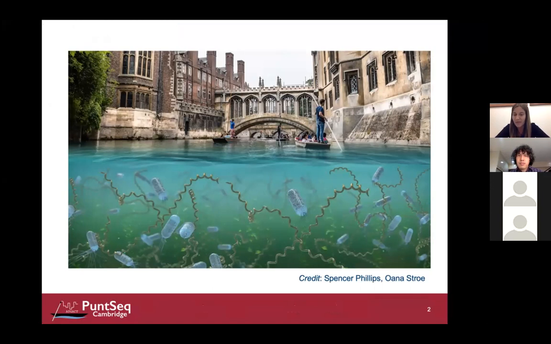So it's a very specific way of traveling on a boat, and it's a really popular way of seeing the city of Cambridge when you go there as a tourist. So you can hire one of these punts, and then you get one of these sticks.